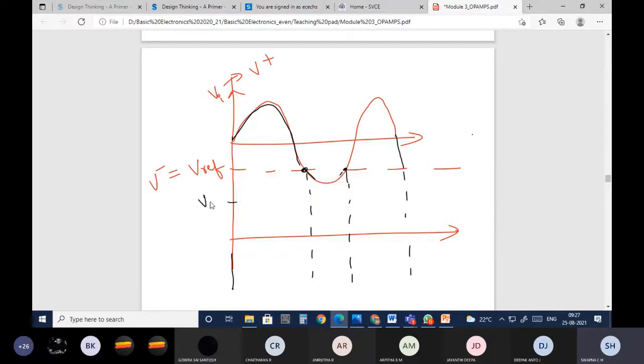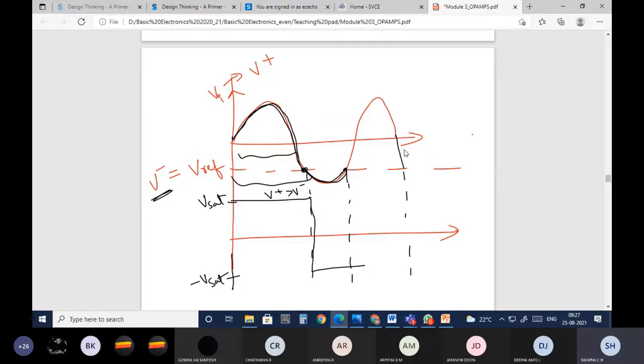So your output will be either plus V saturation or minus V saturation. Okay, so if you observe, all these voltages are above the reference voltage which is given to V minus. It means that from here to here, your V plus is greater than V minus. So I'll have plus V saturation. The other one is like V plus is less than V minus, or V minus is greater than V plus. So I'll have minus V saturation.